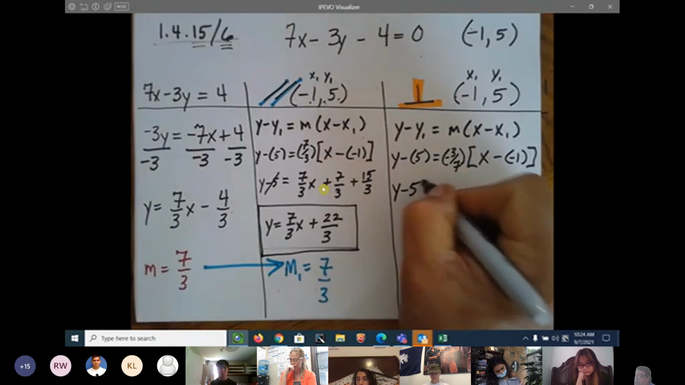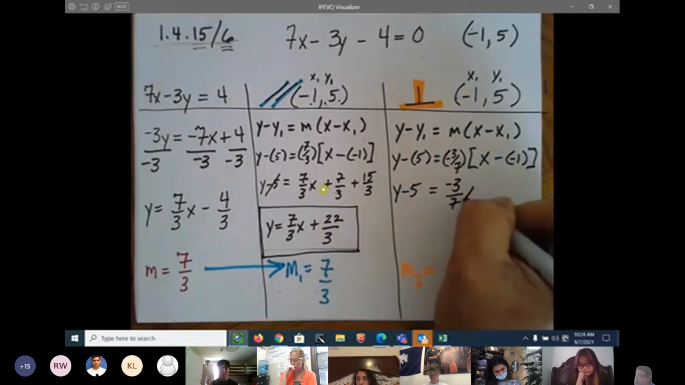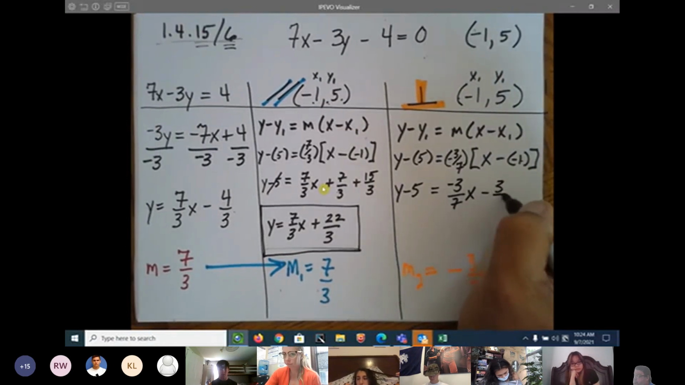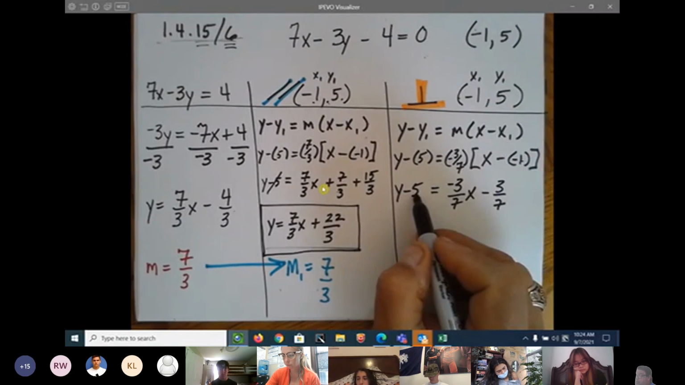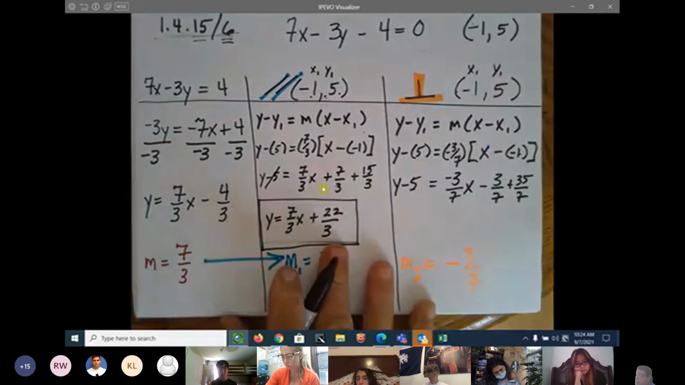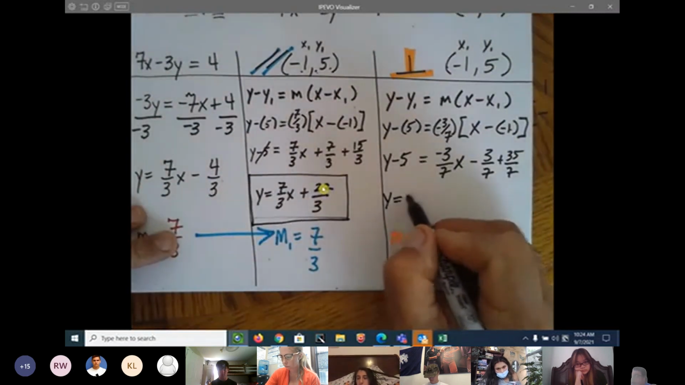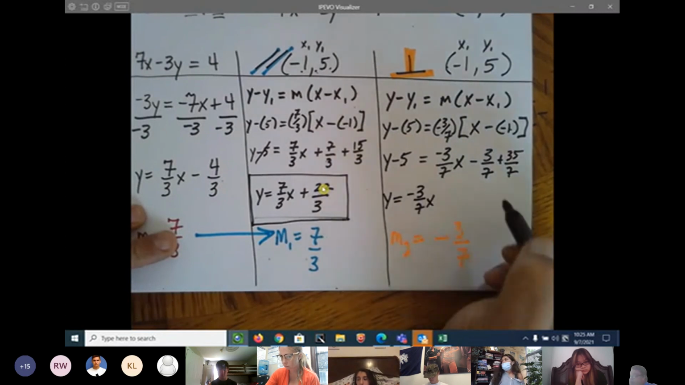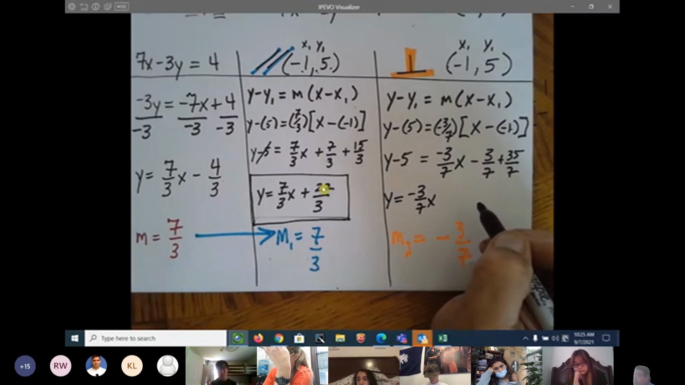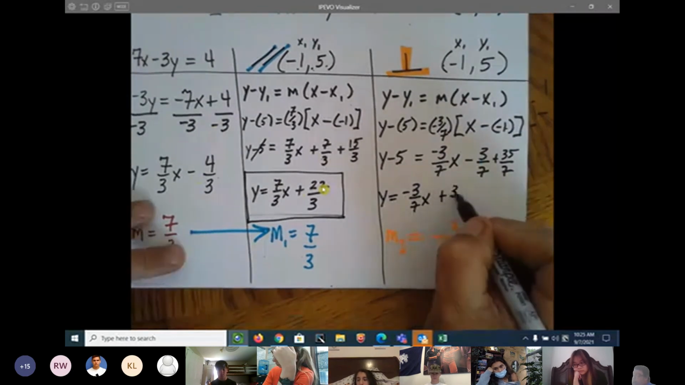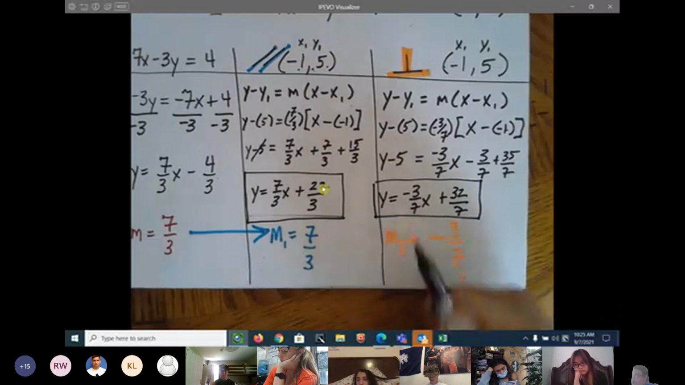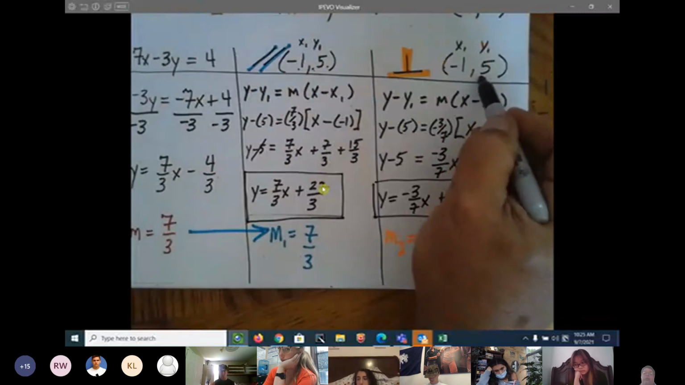Y minus 5 is equal to -3/7 x. That's a negative, that's going to be a plus, so it's going to be -3/7. And this is 35/7, so that's going to be plus 35/7. And y is equal to -3/7 x plus 32/7. And that is the line that's perpendicular to this line that goes through the point -1 and 5.